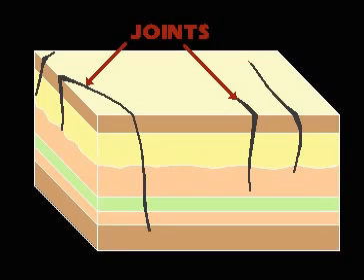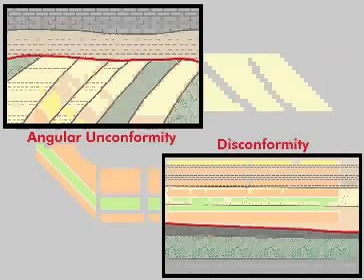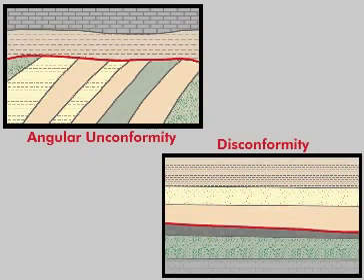Joints are fractures in the rock body along which no movement has taken place. These may form due to cooling of the rock body or due to external stresses. An unconformity is a surface that separates two rock units and marks a break in the deposition of sediments. This break in deposition leads to a lack of continuity between the rock strata.